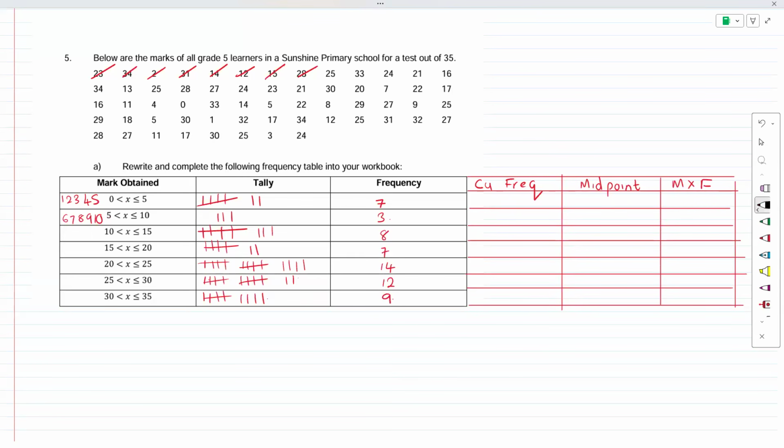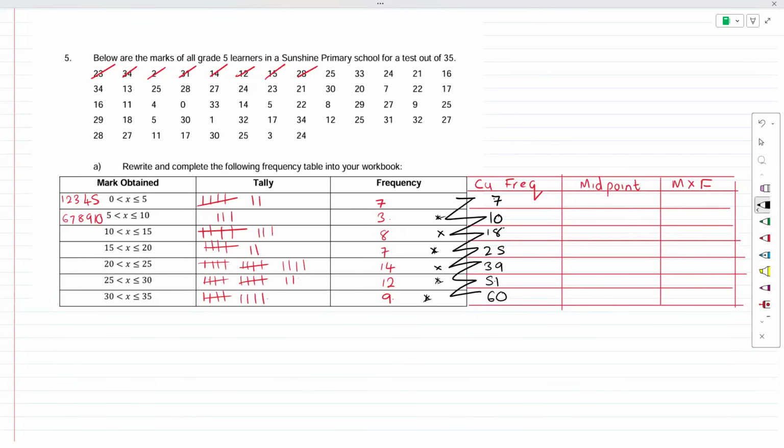When it comes to cumulative frequency, the first one is 7. It's going to be 7 plus 3 equals 10. 10 plus 8 equals 18. 18 plus 7 equals 25. 25 plus 14 is 39. 39 plus 12 is 51. And 51 plus 9 is 60. We end up with that as cumulative frequency. So the first number goes there, and then you just keep adding that way.